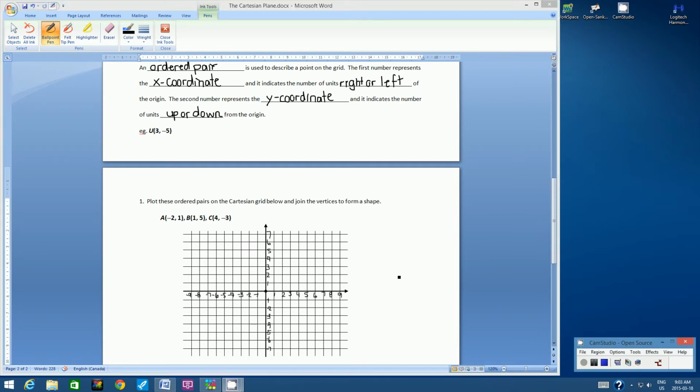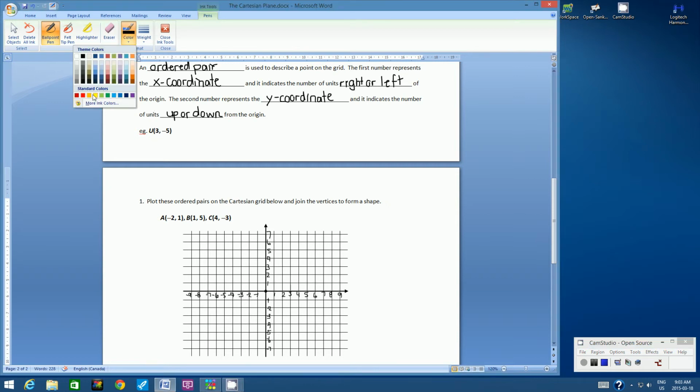Hopefully you've numbered the x and y axes. Remember, when you're numbering the axes, make sure the number appears right on the line. The number should not appear in the space or in the box between the lines.